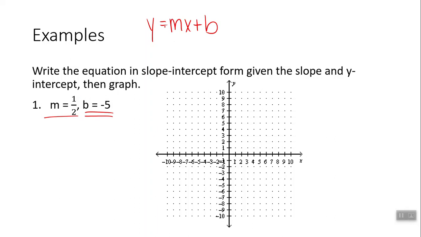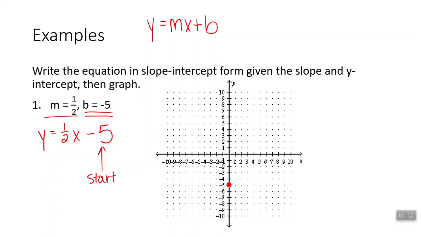Plugging 1/2 in for m, we get y equals 1/2 x, and our b is -5, so we're going to write -5. Now we want to graph, which we've been practicing. Remember, when you graph, you start at the y-intercept. You always start here. It's the y-intercept, so it goes on the y-axis at -5.